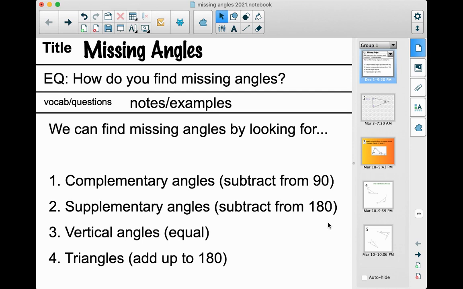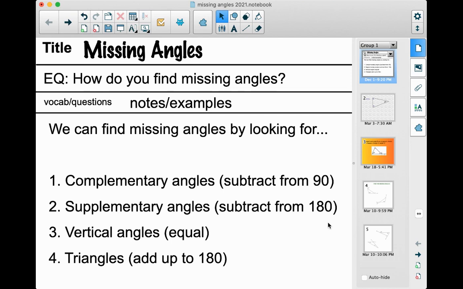Remember, complementary angles add up to 90 degrees. So if you find an angle that's complementary to something we want, you can just subtract from 90 to figure out what it is. Supplementary angles, remember, add up to 180 degrees. So if you find a pair of supplementary angles, you can figure out what one is by subtracting the other from 180.